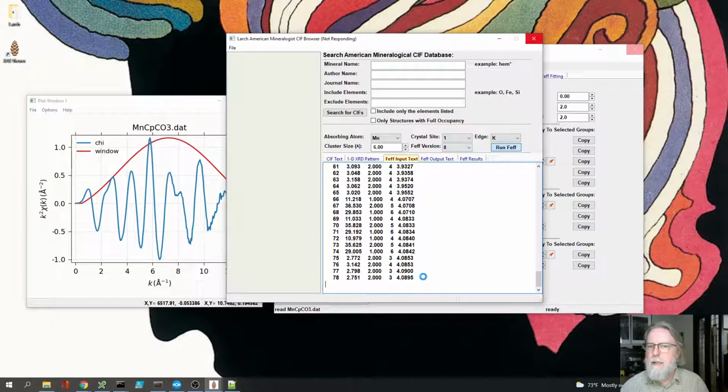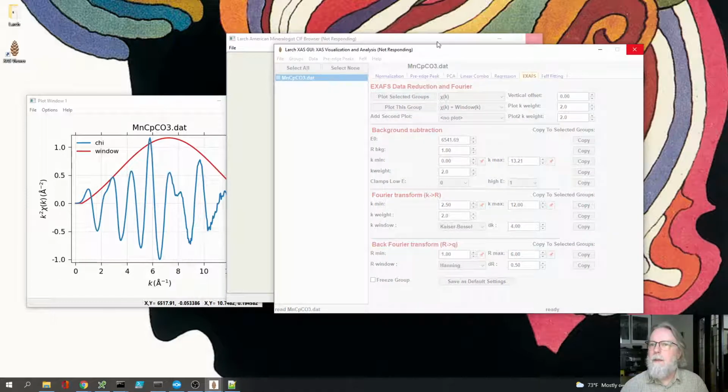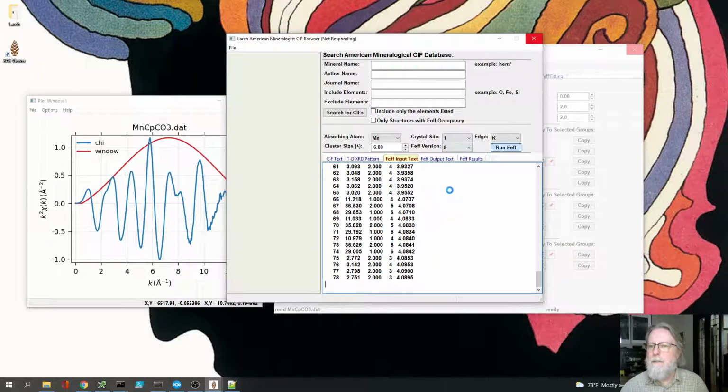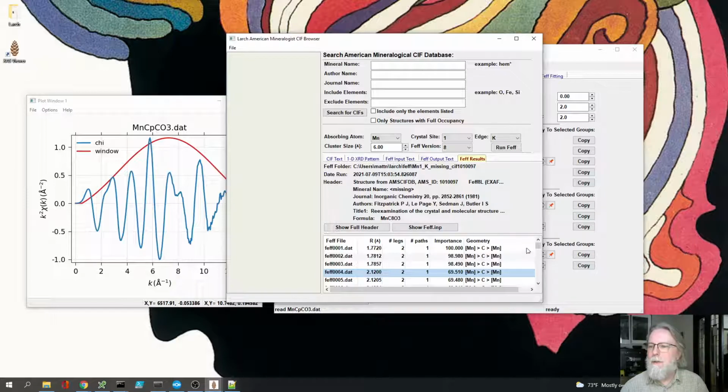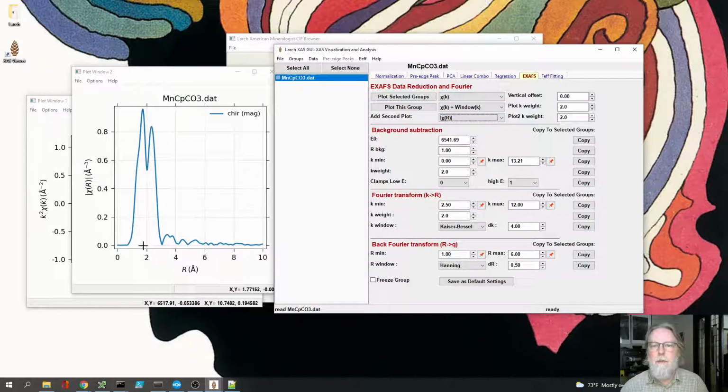So there's a lot of paths here that it's enumerating. I'm going to try to go over to this data set in the XAFS, but it's not responding, so I can't plot the chi-var data. We're just going to wait for that to finish running. There we go. Now, it did calculate a lot of paths, but I also want to look at this data in R space, which we haven't done yet.